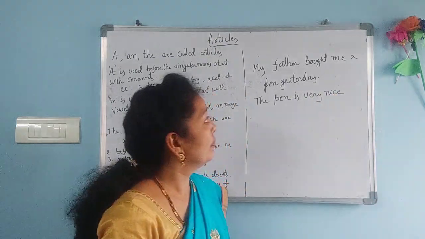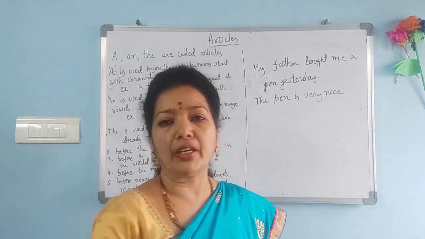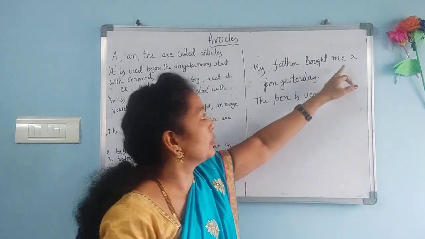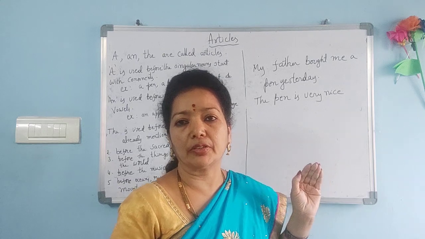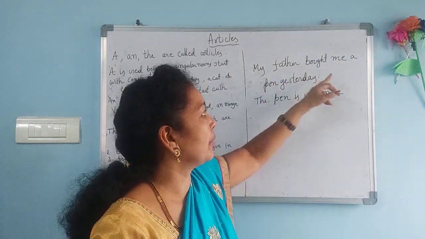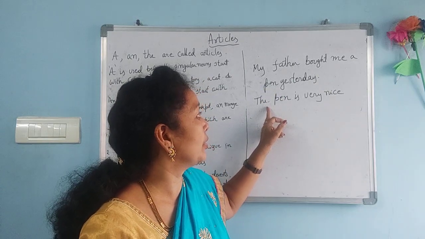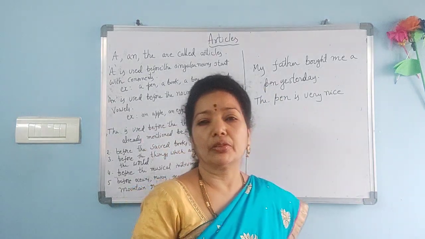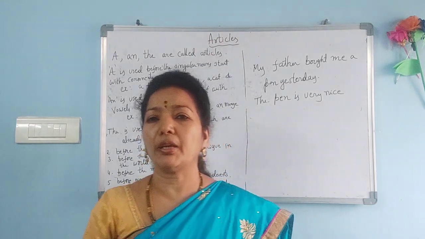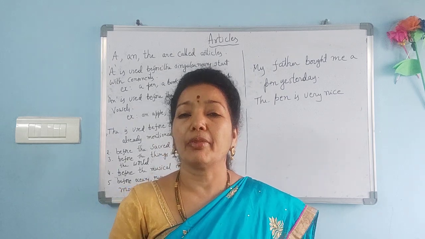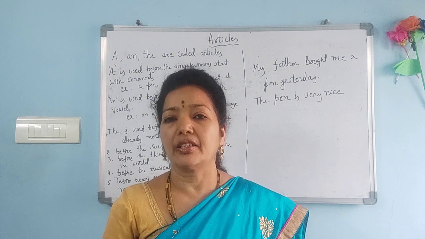See children, my father bought me a pen yesterday. The pen is very nice. First what do we use? A pen. Because P starts with a consonant, that's why we use a before pen. Again what do we use here? The pen. So why do we use the? Because my father bought me many pens. But which is nice? The pen which he bought yesterday is very nice.